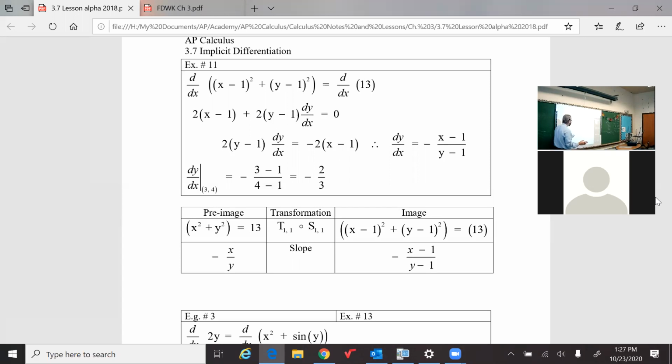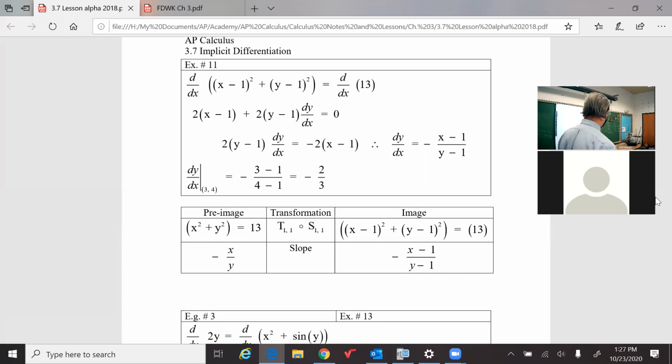As if you just recognized this thing got slid 2 to the right, 1 up, by doing the opposite. So you do the opposite to the pre-image, which was the slope in the example. And you would get the slope of the circle that's undergone the transformation.